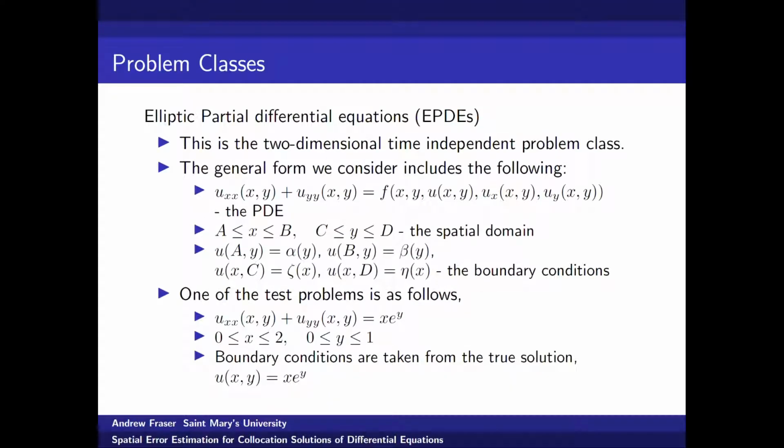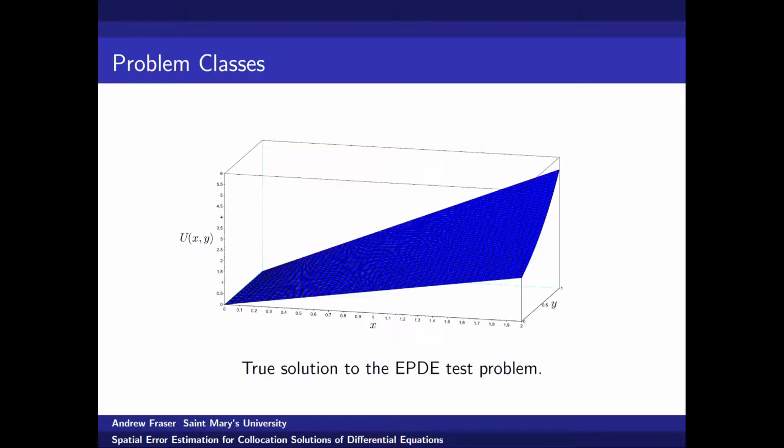Our third problem class are the elliptic partial differential equations. These are the two-dimensional time-independent problem class. The general form for these includes the PDE, the spatial domain, and in this case we have boundary conditions along all four boundaries of these spatial domains. At the bottom here we also see one of the test problems used. And here is the true solution to that test problem. And in this case we see we have that X and Y spatial domain here, and then that one output domain.